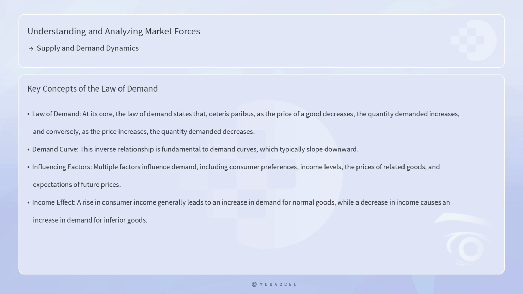Multiple factors influence demand, including consumer preferences, income levels, the prices of related goods, and expectations of future prices. For example, a rise in consumer income generally leads to an increase in demand for normal goods, while a decrease in income causes an increase in demand for inferior goods.